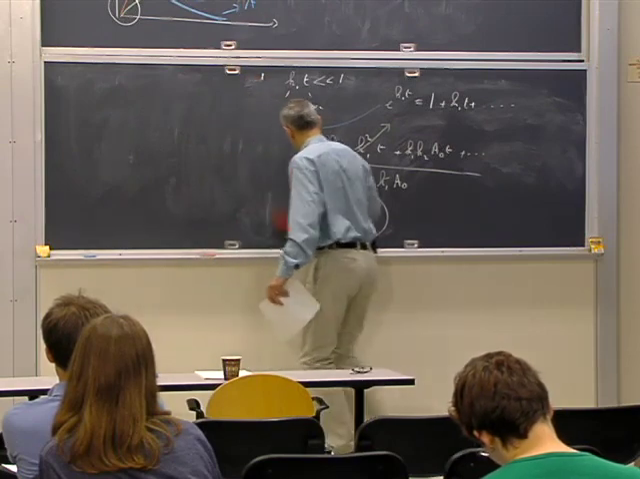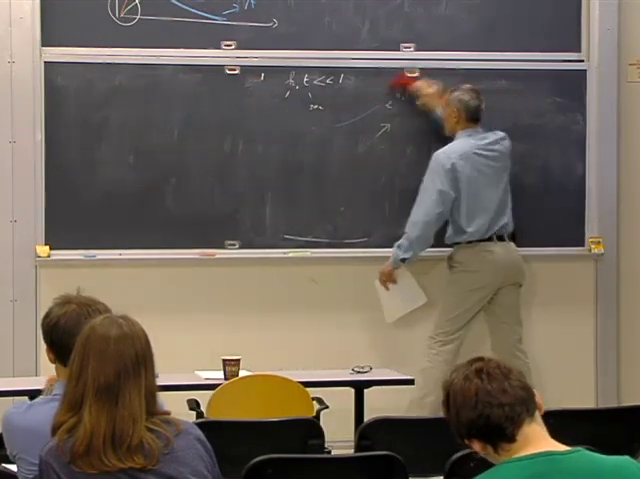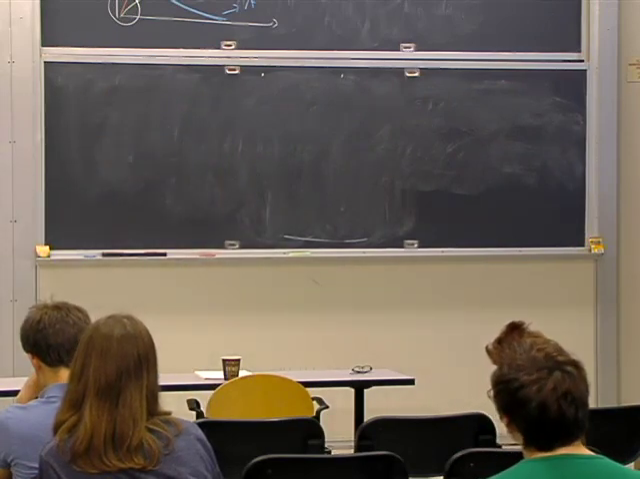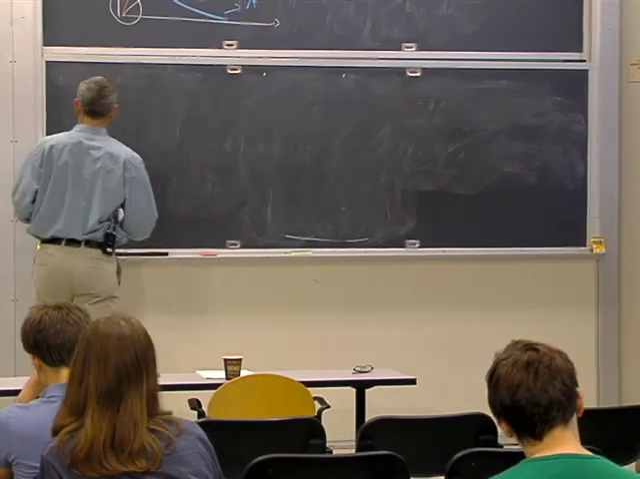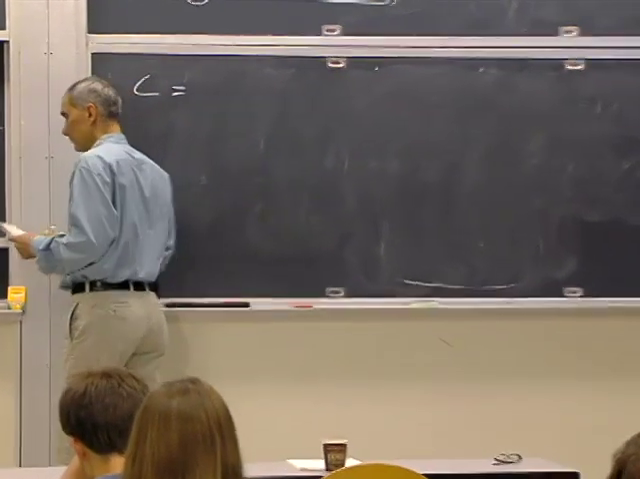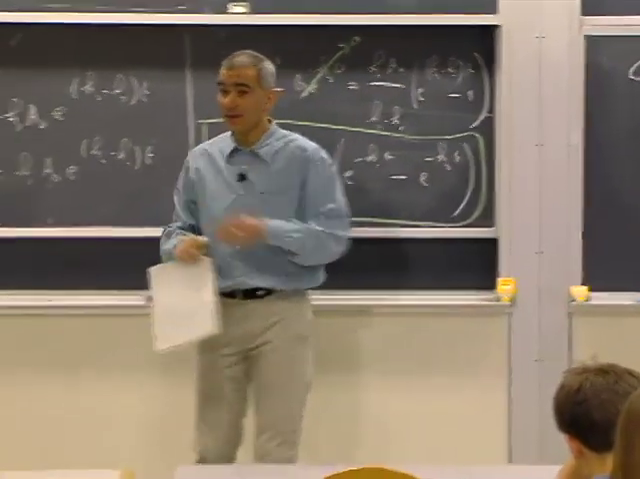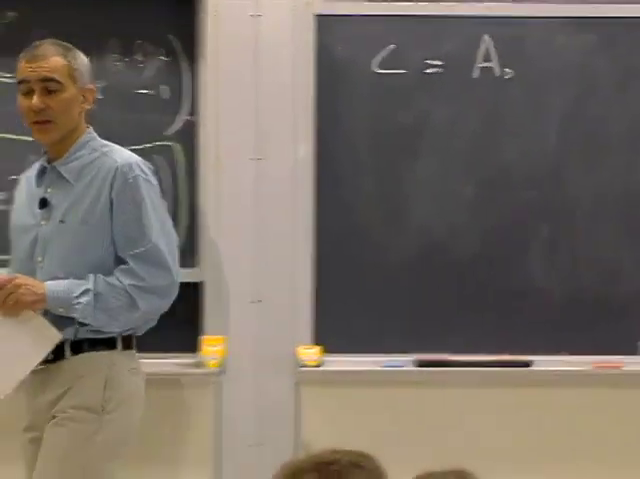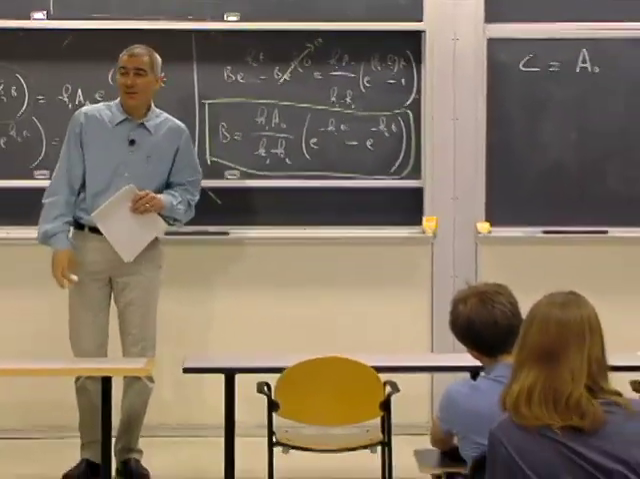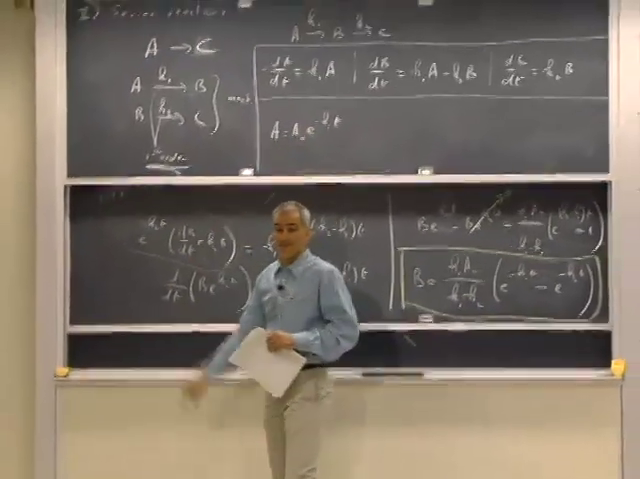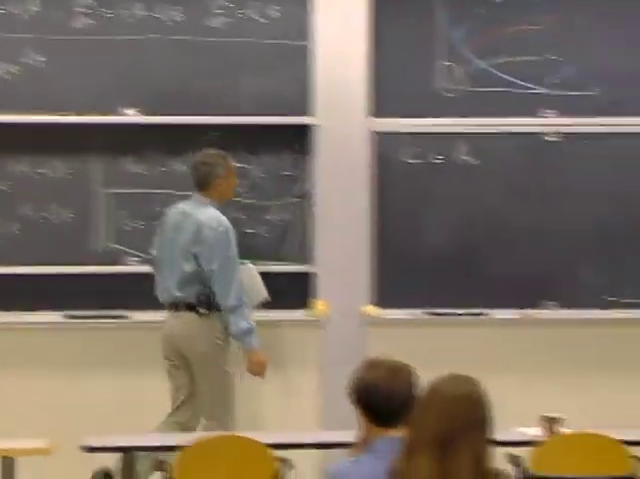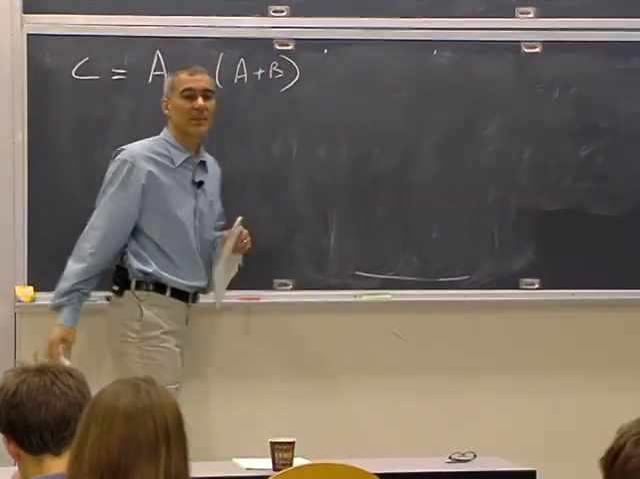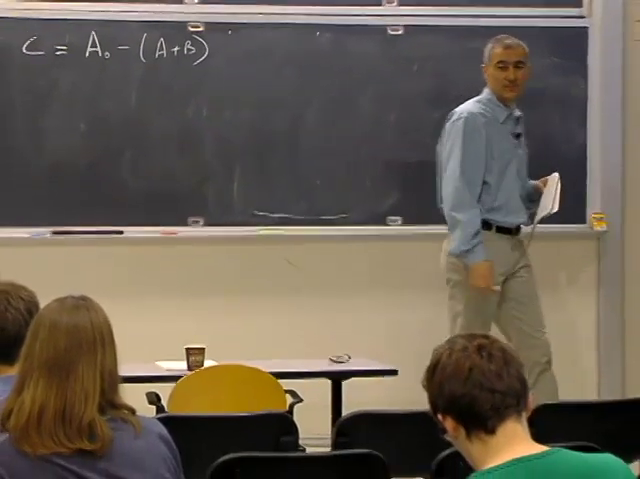So for C, we're just going to do algebra instead of calculus. Let's write down the stoichiometry here. The amount of C at any time is what it's going to be at the end, which is A naught. But before we get to the end, there's still stuff that's left in A and B, and that's going to decrease the amount of C. So minus whatever's still in A and B. That's one way of writing it.